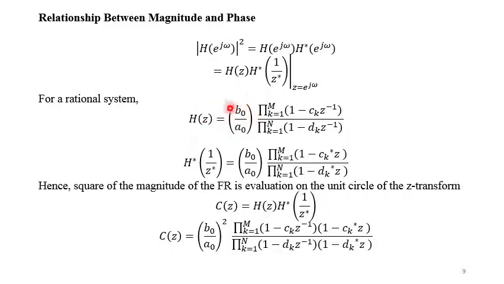This term, we assume, is real, so its conjugate will result in the same. That means multiplication of this with this will result in (b0/a0) whole squared, and a product of this and this. So we straight away write the product, k running from 1 up to N, of (1 − c_k z^{-1}) times (1 − c_k* z), and similarly for the denominator case.